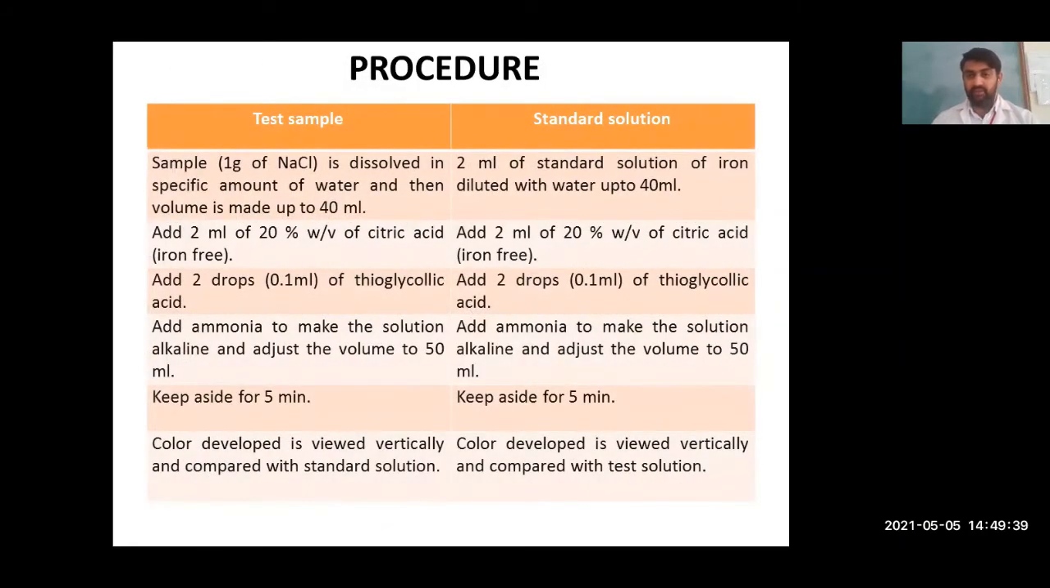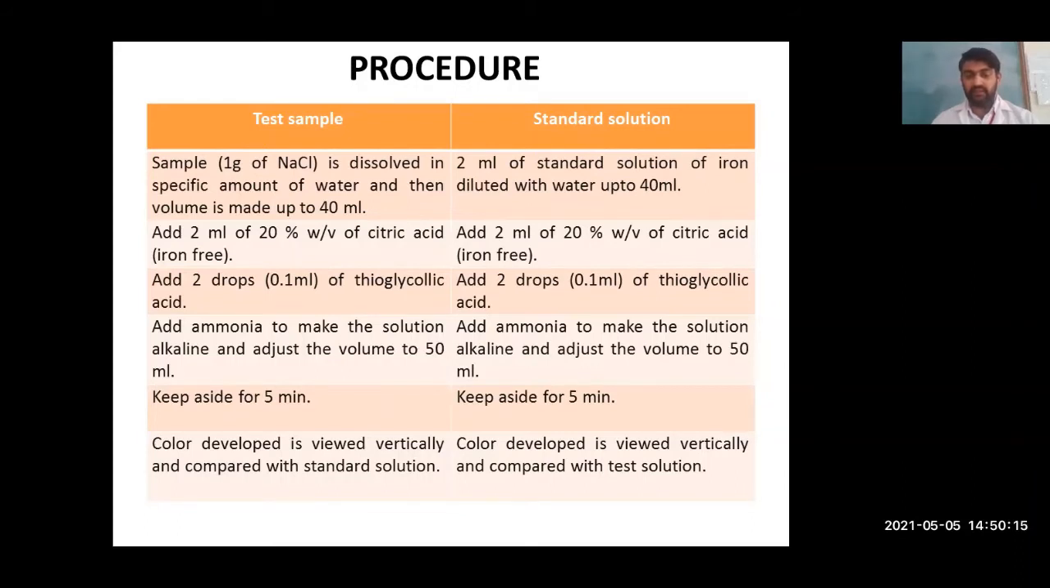This is the procedure. I will demonstrate this procedure. First, I will give you a reading of this procedure. Test: for the preparation of the test sample, you require a sample in 1 gram quantity. You have to dissolve the sodium chloride, 1 gram, in sufficient water and then make up the volume up to 40 ml. Then you have to add 2 ml of iron-free 20% weight by volume solution of citric acid. Then add 2 drops of thioglycolic acid.